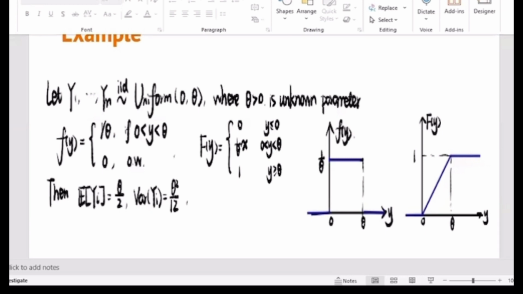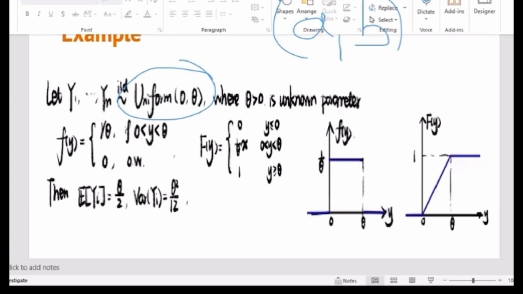Now we want to go into another example. We have y1 up to yn that are identically distributed and independent. They follow a uniform distribution. The uniform distribution has two parameters, a lower bound and an upper bound. Right now, the lower bound is known to be 0, but the upper bound is unknown. That is what you see as theta.